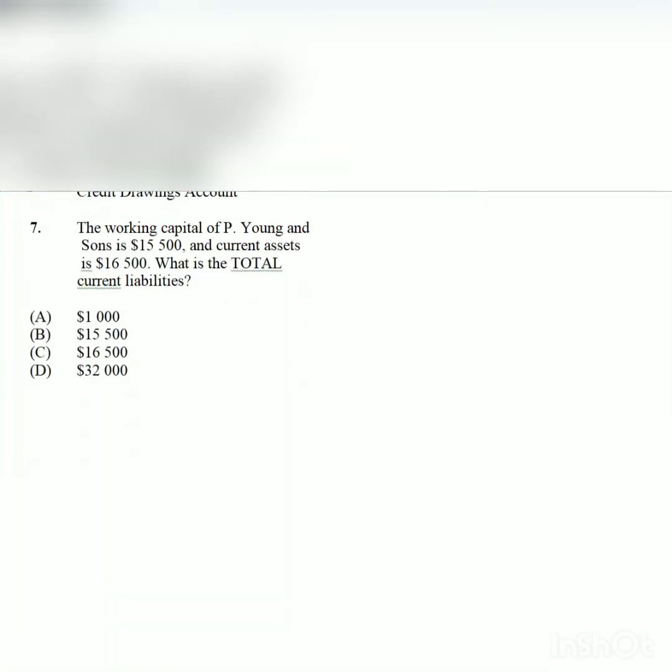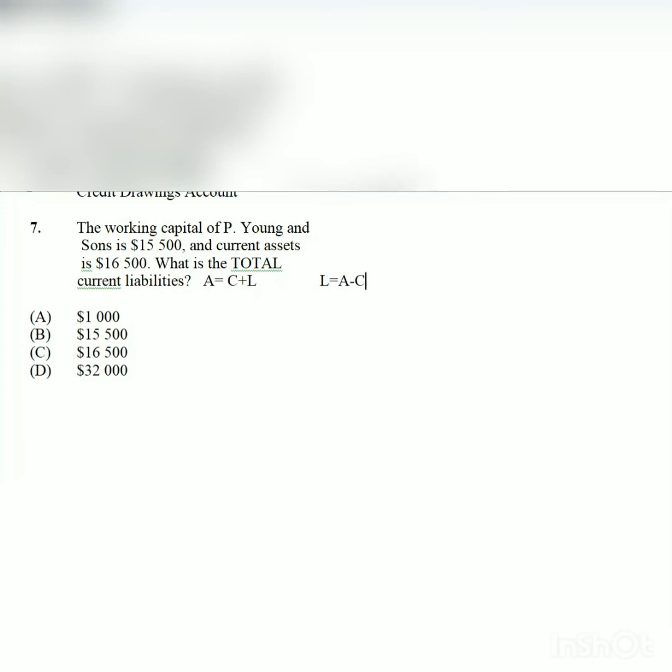Question 7. The working capital of P. Young and Sons is $15,500 and current assets is $16,500. What is the total current liabilities? First thing we want to remember, what is the accounting equation? What does it tell us again? A equals C plus L. So to find assets, it is capital plus liability. In this case, we want to find what? Liabilities. So we're going to transpose the formula to make it be L is equal to A minus C.